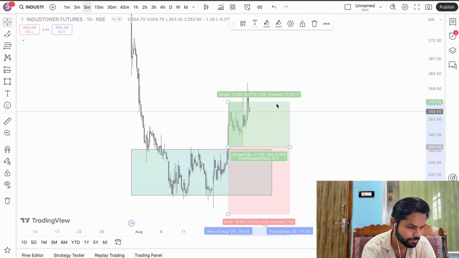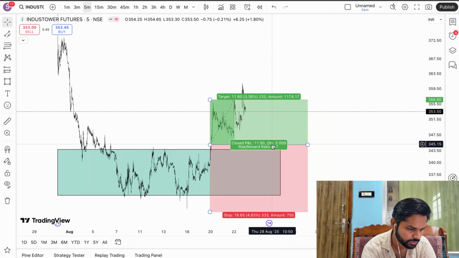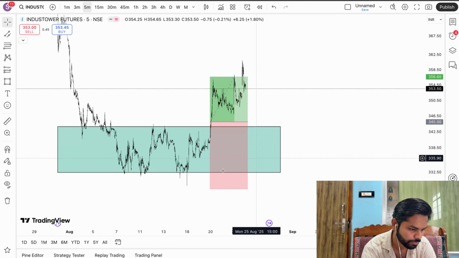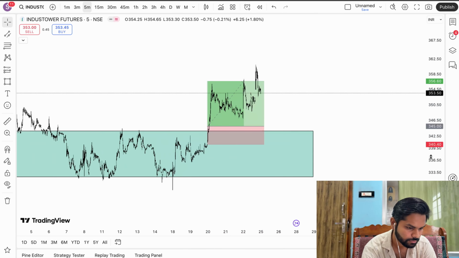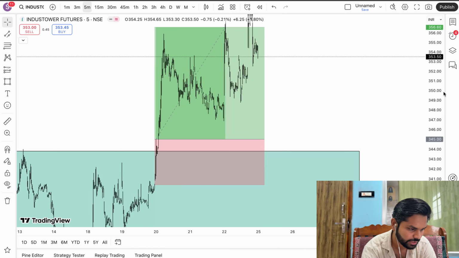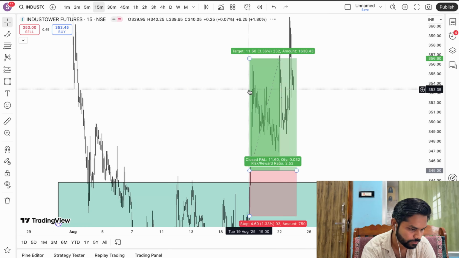Let me go into 5 minutes. This is the 1 hour chart. Let me go back to 5 minutes. Yes, and I kept the stop loss just below here. Yes, I exited around here, right? So you can see, let me go to 15 minutes.